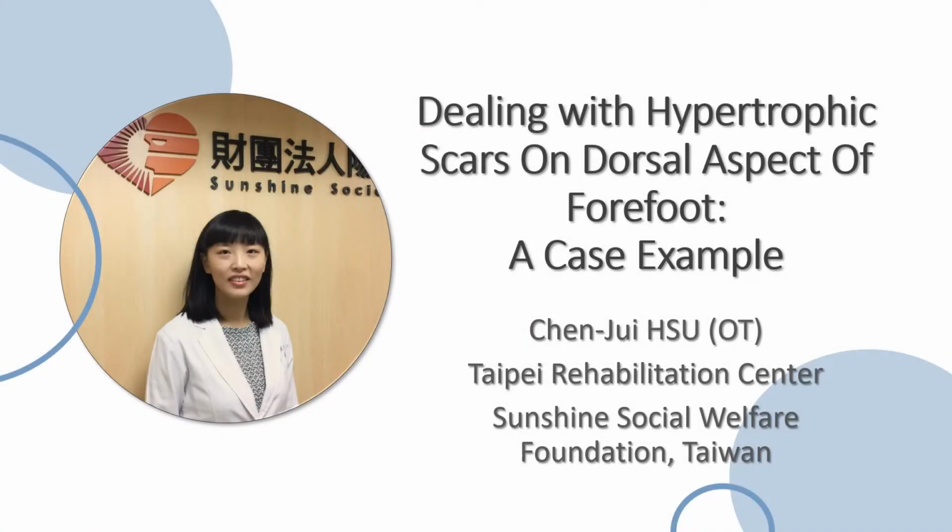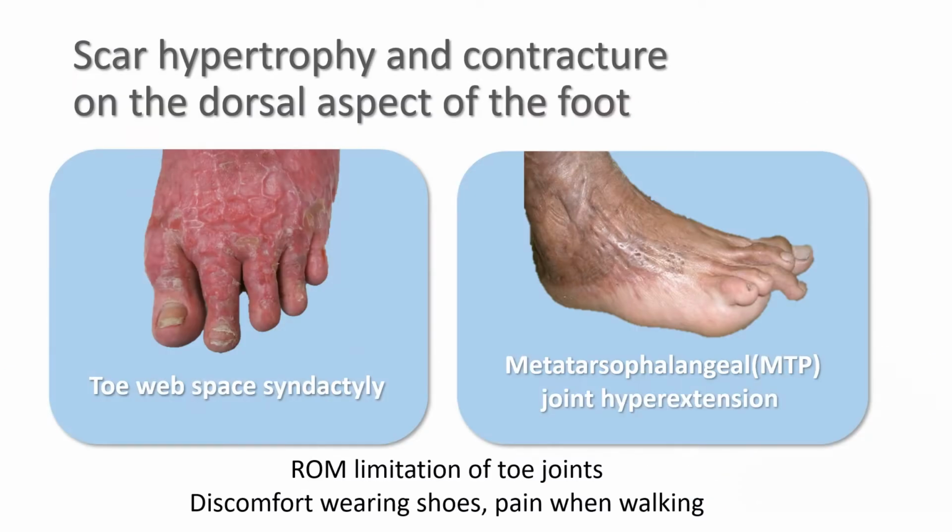Hello, my name is Chen-Jui HSU, and I will present the case of a pressure therapy intervention for burn hypertrophy scars on the dorsal aspect of the forefoot. Without proper rehabilitation intervention, scar hypertrophy and contracture on the dorsal aspect of the foot may cause metatarsophalangeal joint hyperextension and webspace syndactyly. In severe cases, range of motion of toe joints will be affected, which may cause pain when walking or wearing shoes.